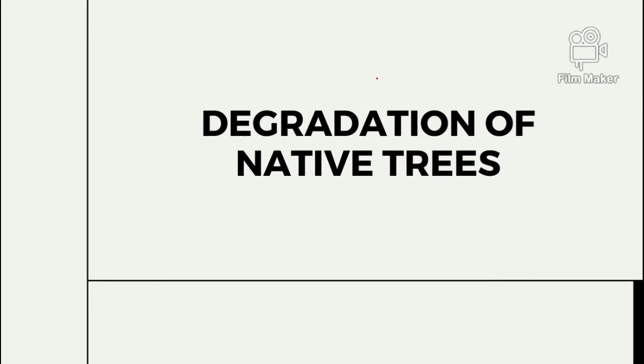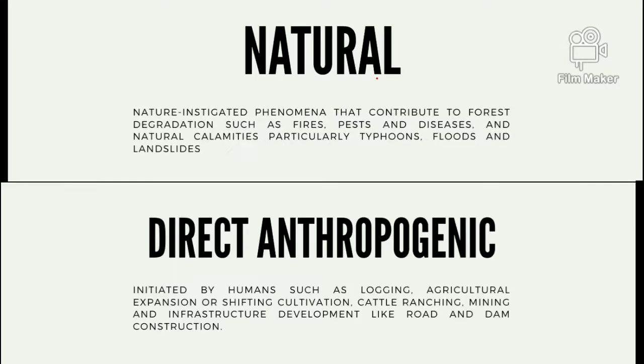So why are our native trees in decline? There are two reasons, natural and direct anthropogenic. Natural is anything that occurs naturally, like forest fires, pests, and natural calamities like typhoons, floods, and landslides. While direct anthropogenic is directly caused by humans like logging, urbanization, or industrial development, cattle ranching, or mining.